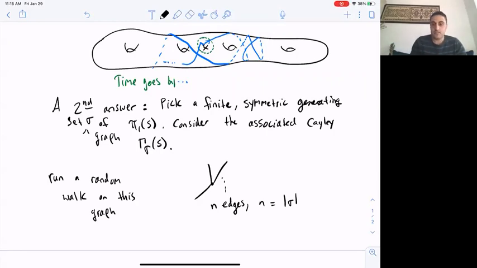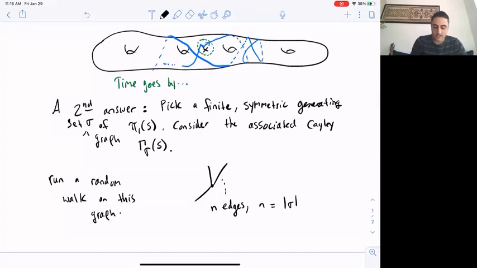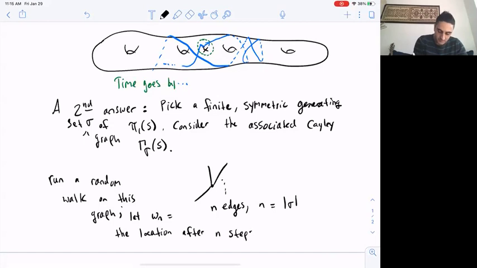So I run a random walk on this graph, okay? Let W sub n be the location of the walk after performing this game n times, the location after n steps. So what is W_n? Well, it's a vertex in this graph that represents an element of the fundamental group. So W_n is in pi_1(S).